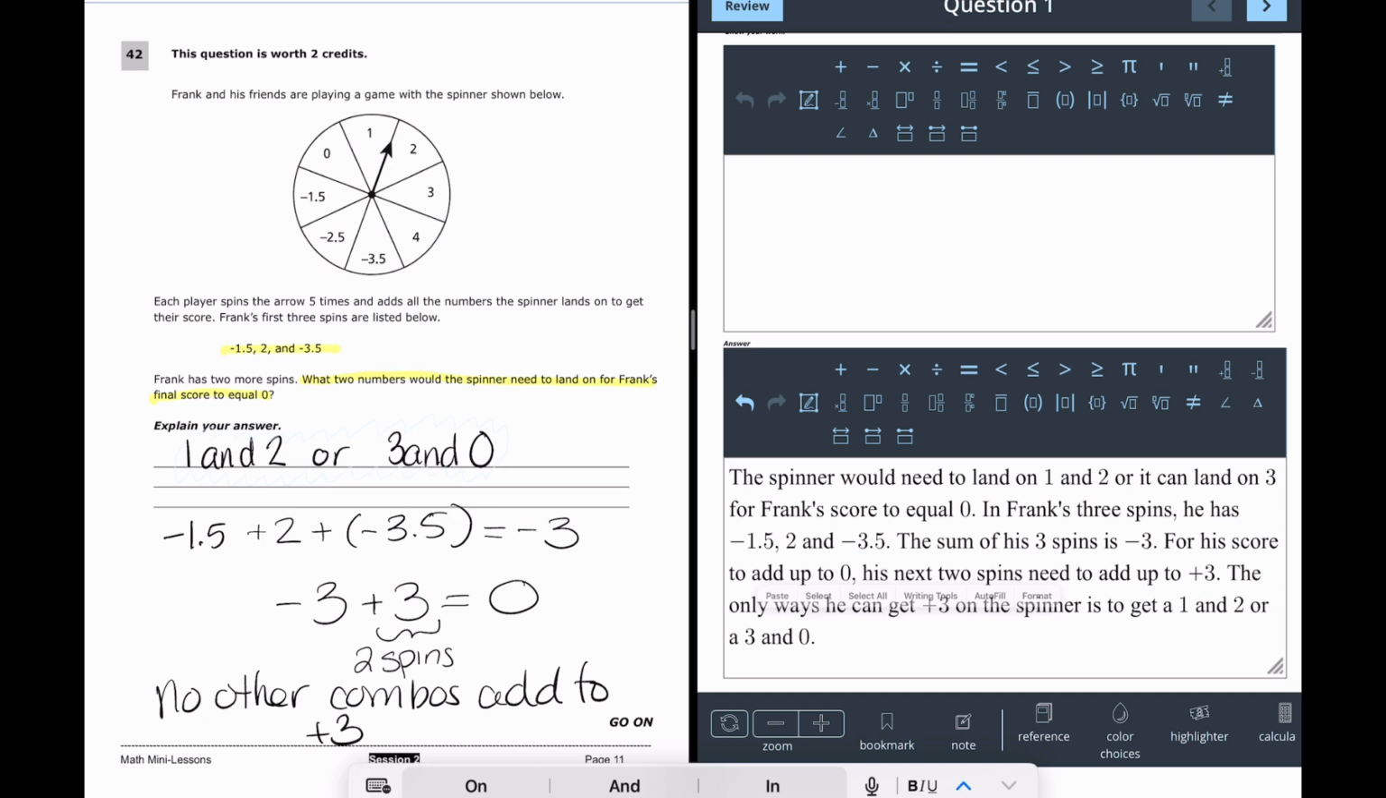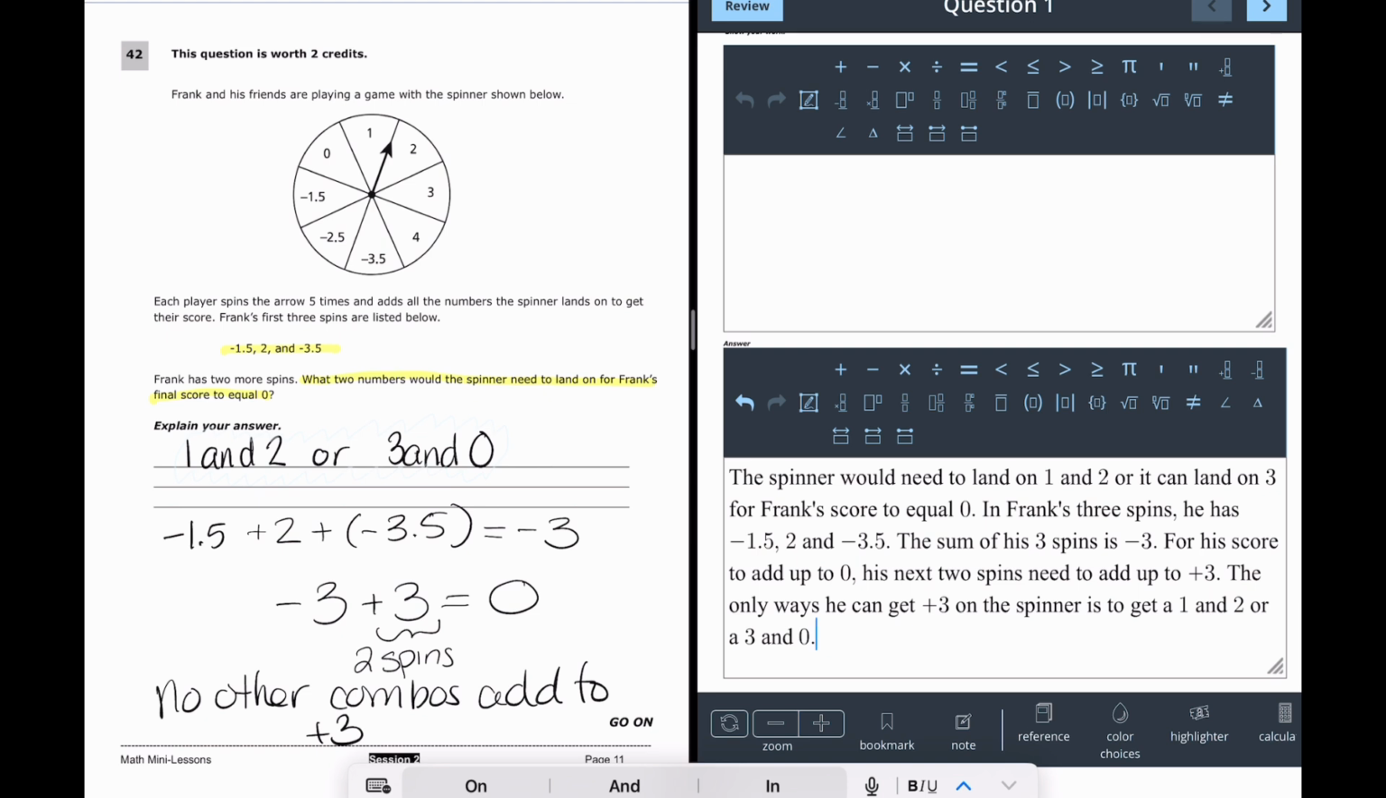All right, so now I'm just going to reread it to see if my thinking made sense. Because remember, you're going to get a point for saying the right combination. And I put both combinations. You could have just said 1 and 2 or 3 and 0. You could have put one or the other. You didn't have to put both to get that point.